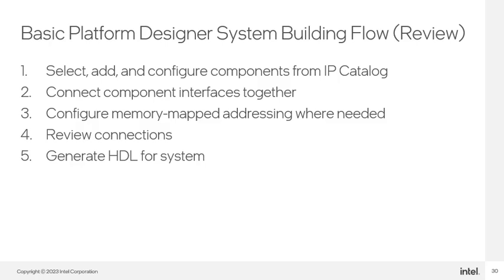To review, select the components you want in your system from the IP catalog and configure them using each component's parameter editor. Use the Platform Designer user interface to connect or export interfaces. Set up host address maps where needed. Review the connections you've made to make sure they are valid and match the design's intended behavior and functionality. And finally, generate Verilog or VHDL files to represent your system for compilation in your Intel Quartus Prime software project.